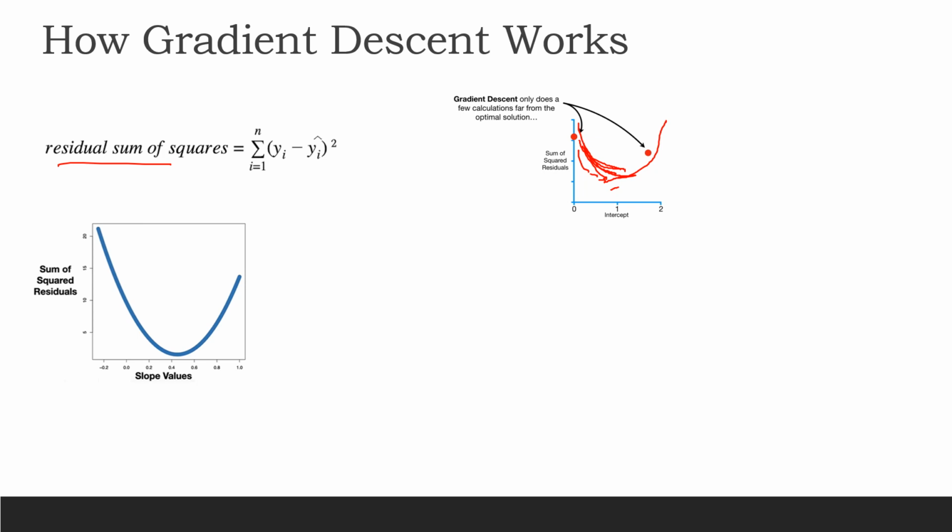How this step size reduces and how it moves from that steepest point to the least steep, or the zero gradient point. Gradient descent only does a few calculations far from the optimal solution. The calculations are few here and they increase here. The step size decreases here, and the number of calculations increases closer to the optimum value. So we see the number of steps that are happening in this algorithm.